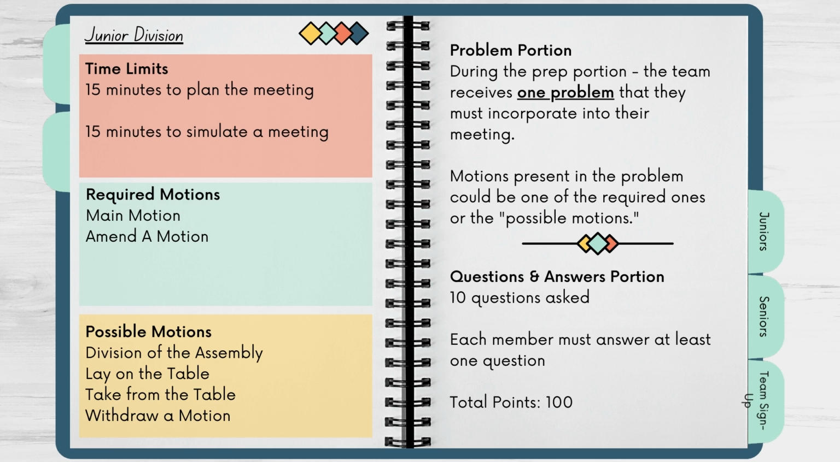With the juniors, they have 2 required motions that they must work through in their meeting, which are the 2 main ones. So you'll have a main motion and then amending a motion. With those 2 motions, they must have those in their meeting. And then some other possible motions that could come up in their problem would be division of the assembly, lay on the table, take from the table, and withdraw a motion.